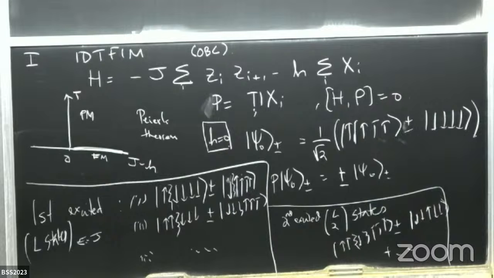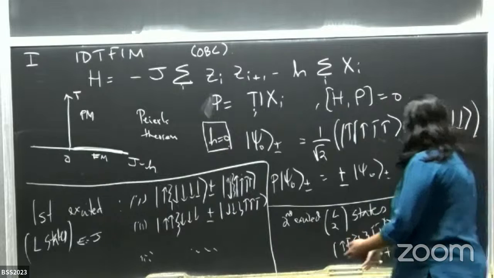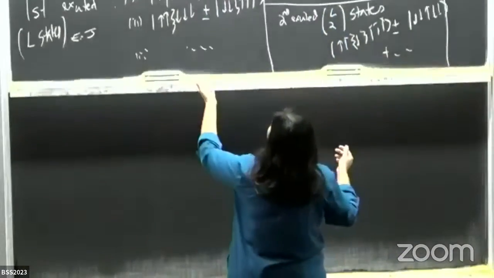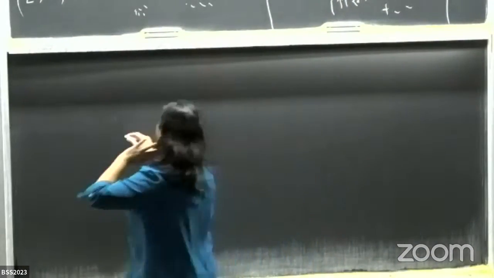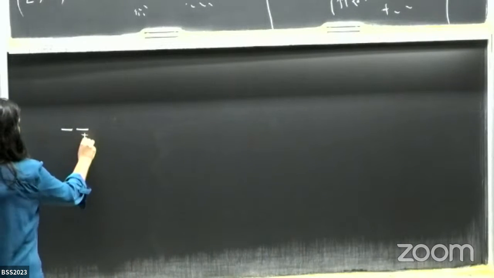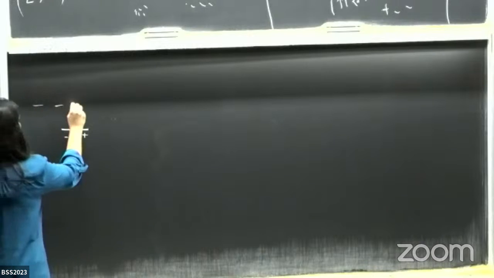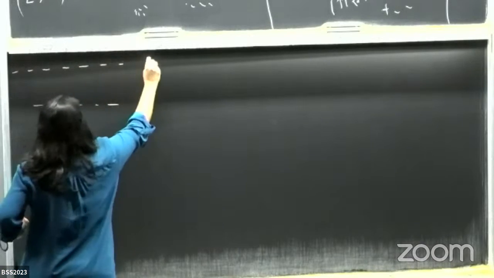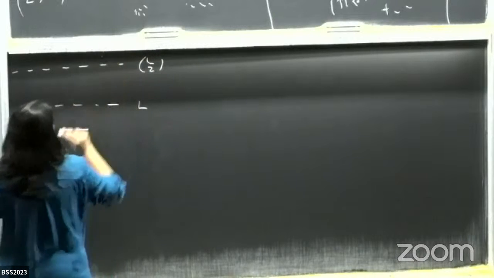And my spectrum looks like a pair of degenerate ground states, the plus cat and the minus cat. Then you have L first excited states, you have L choose two second excited states, and so on. And you build up your entire many body spectrum. And the only thing your energy cares about is how many domain walls there are.